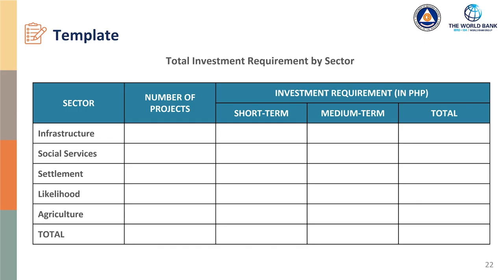projects. The next slide will show you another configuration of a template still referring to the financing and investment requirements of your different projects. This time, the template is constructed in such a way that this will be by sector. How many programs and projects are in the infrastructure sector? How many are in social services? How many are in the settlement sector, livelihood, and agriculture?